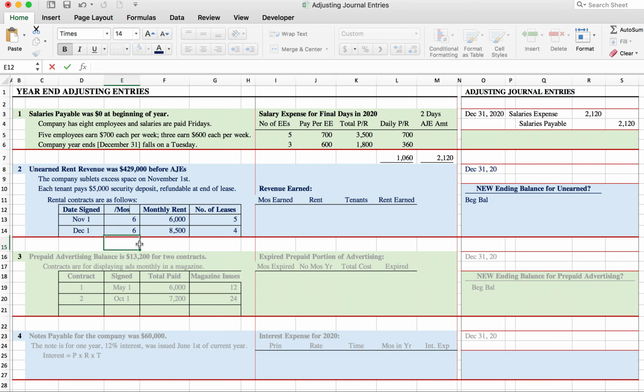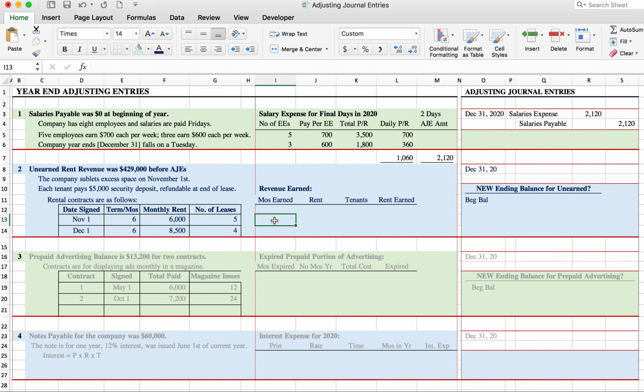So term in months. The monthly rent is $6,000 and the number of leases that I have at that rate is 5. But then I signed an additional 4 on December 1st, but this time for $8,500. So how much rent would I have earned of this unearned amount totaling $429,000 at December 31st? So let's work through that.